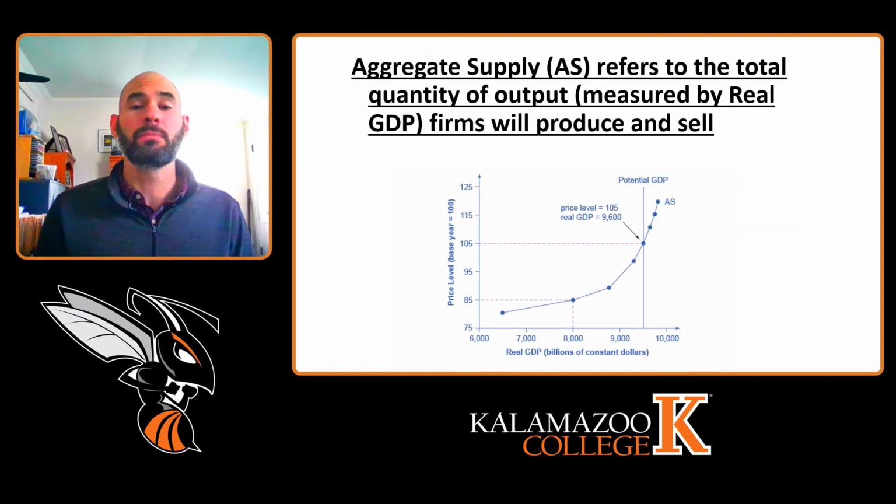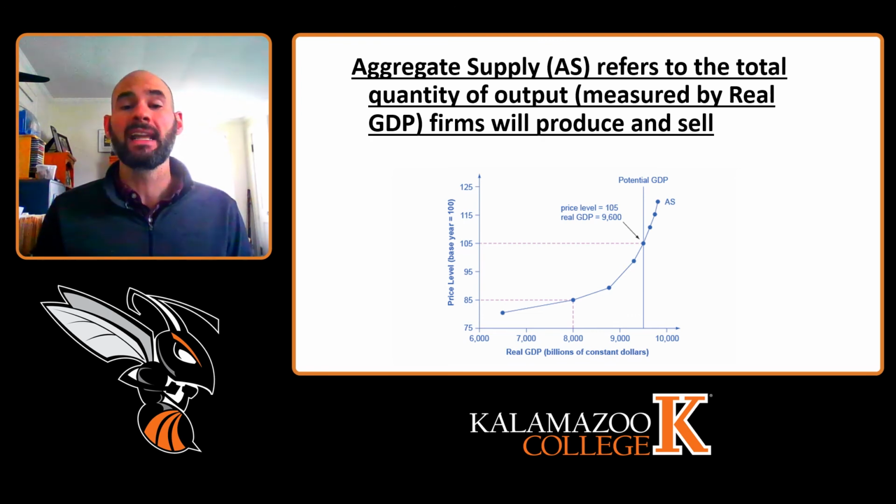So aggregate supply is going to refer to the total quantity of output as measured by real GDP that firms will produce and sell in response to different price levels. And so we've thrown out the word aggregate a lot, and I guess I probably should have introduced this a little bit earlier, but aggregate is just going to be the sum. And so when we aggregate counts, when we aggregate quantities, we are going to add them all together. That's all that we're saying here.